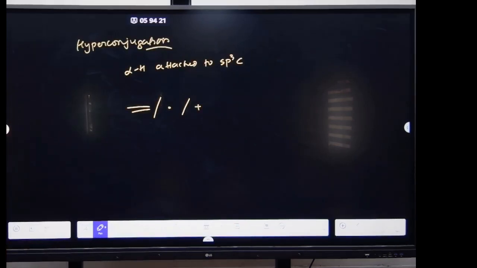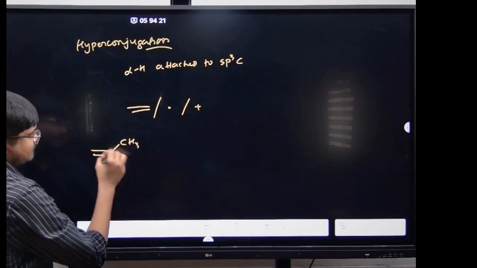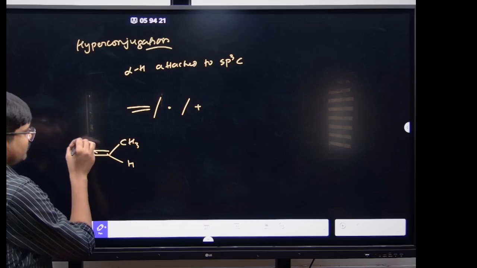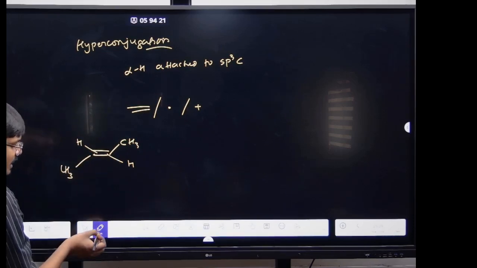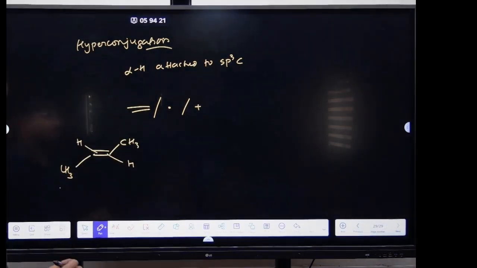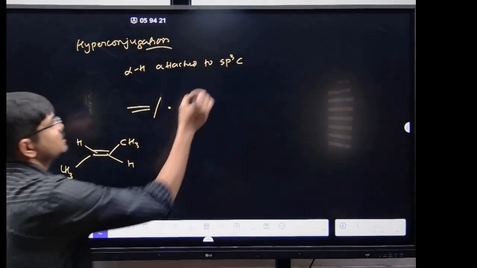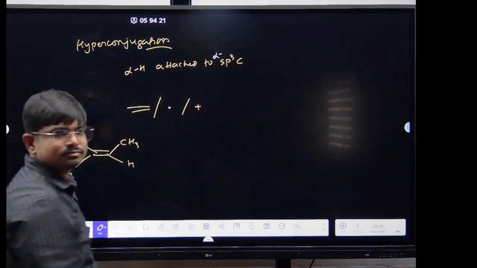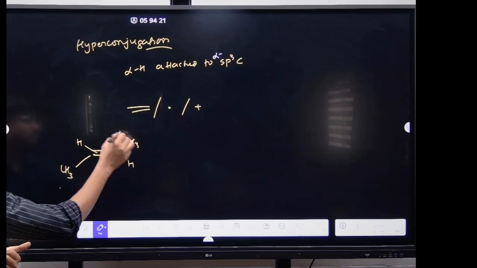Clear? What do you have to keep in mind in these three? You have to look for the hyperconjugation. For example, see here, if I am asking you this compound CH3-CH=CH-CH3, you have the H and the CH3. As I told you, you have to look for the alpha hydrogen attached to the sp3 carbon around the double bond. This is the double bond, this will be your alpha position.